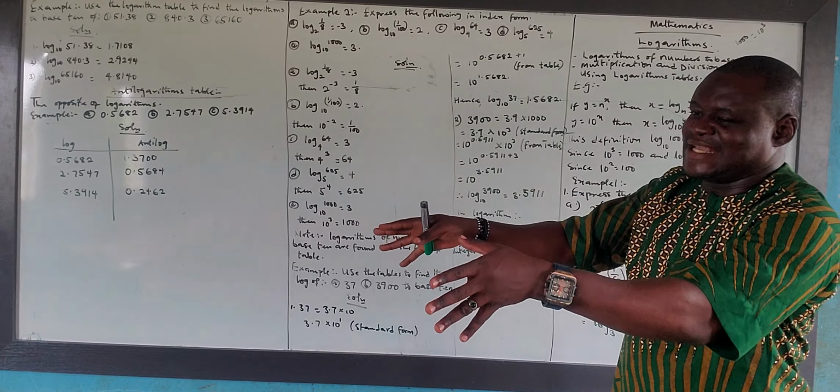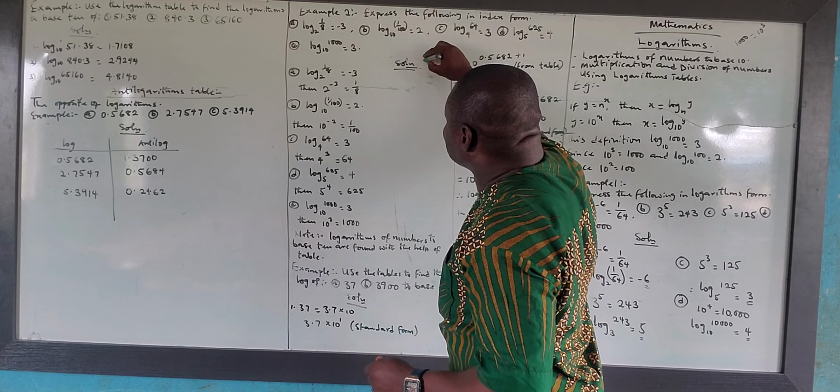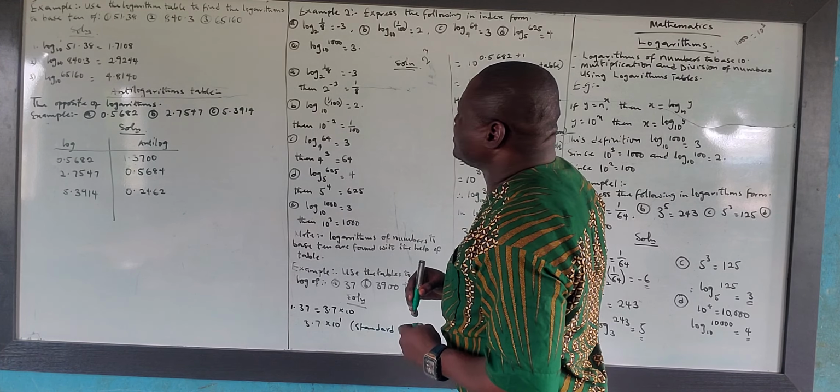Let us see an example. Example (a): log 2 raised by 1 over 8 is equal to minus 3. Let us now see the solution here. We have log 2 of 1 over 8 is equal to minus 3. Then we can now say 2 raised by minus 3 is equal to 1 all over 8. If we factorize 8, we now have 2 raised by 3.